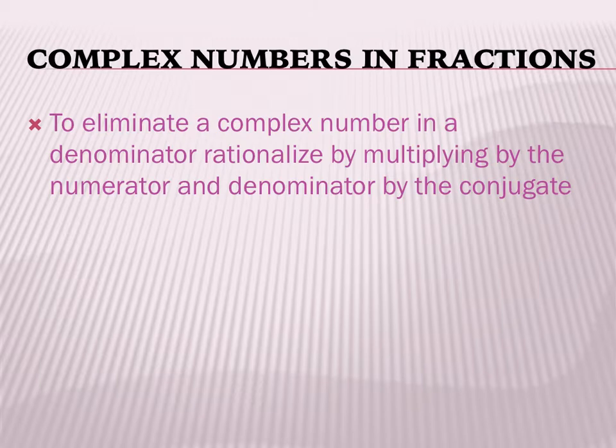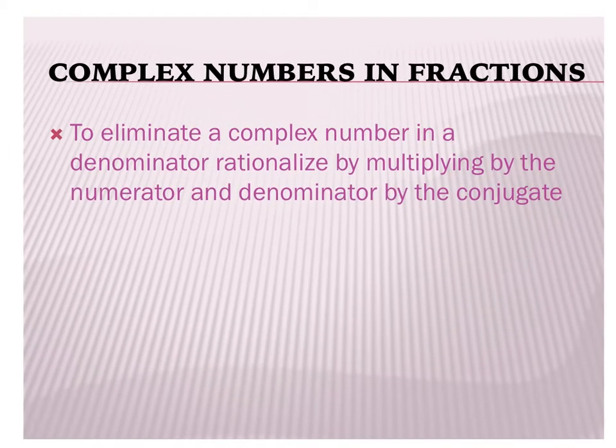Okay, complex numbers and fractions. Because a complex number is like a square root in the denominator, technically that's irrational and we can't leave it there. So to eliminate a complex number in a denominator, we rationalize by multiplying both the numerator and the denominator by the conjugate of the denominator.